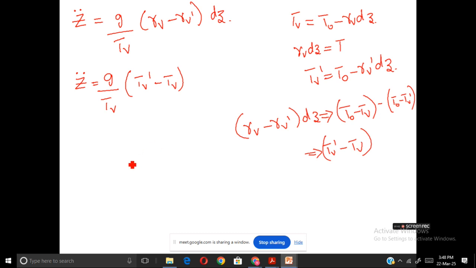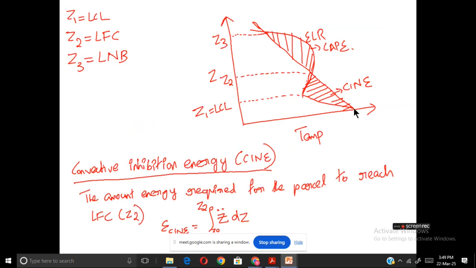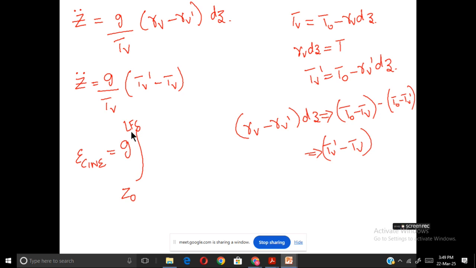Now the energy CIN. Convective inhibition energy is basically given by g into the integral from surface Z0 to LFC, Z2. As I have already shown, it is from surface to the LFC or Z2. So integrating from surface to LFC, the vertical acceleration we will get g into (Tv dash minus Tv) divided by Tv into dz.